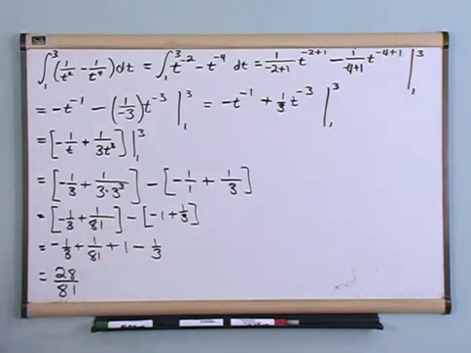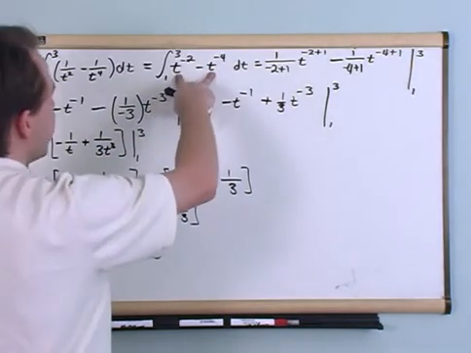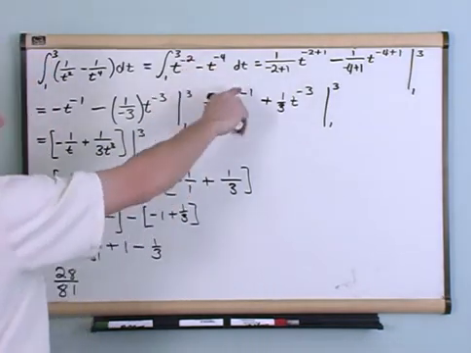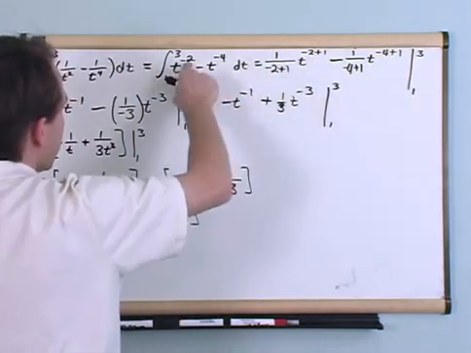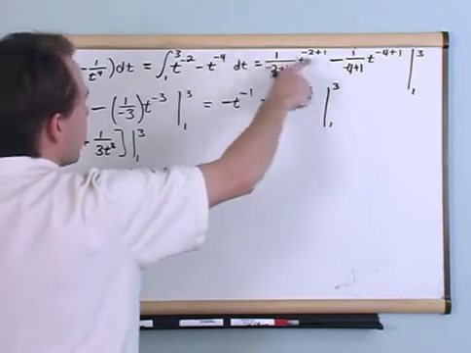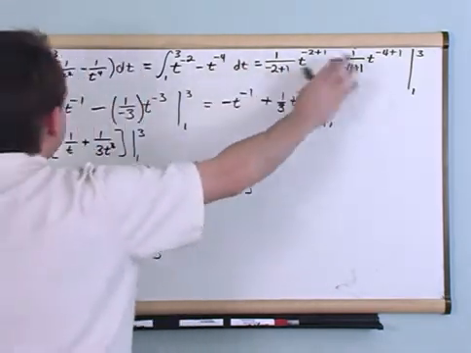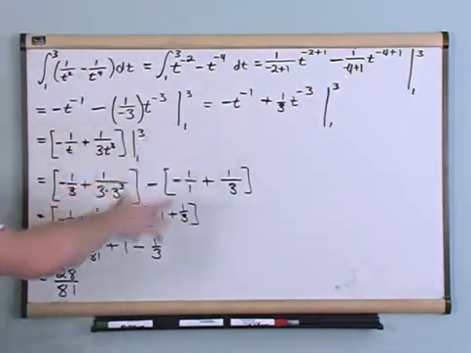So notice that even though this looks a lot more complicated, it really isn't. It's just another polynomial with negative exponents. So we do the actual integration exactly the same. It's 1 over 1 plus the exponent, 1 over 1 plus the exponent here. And then from there, it just becomes an exercise in simplification.